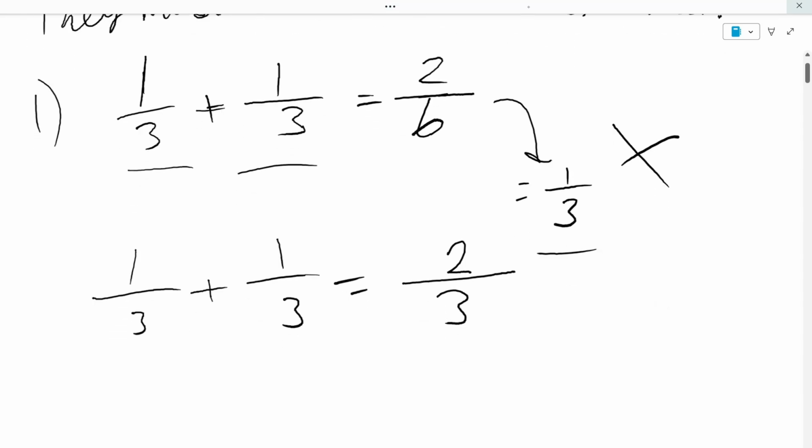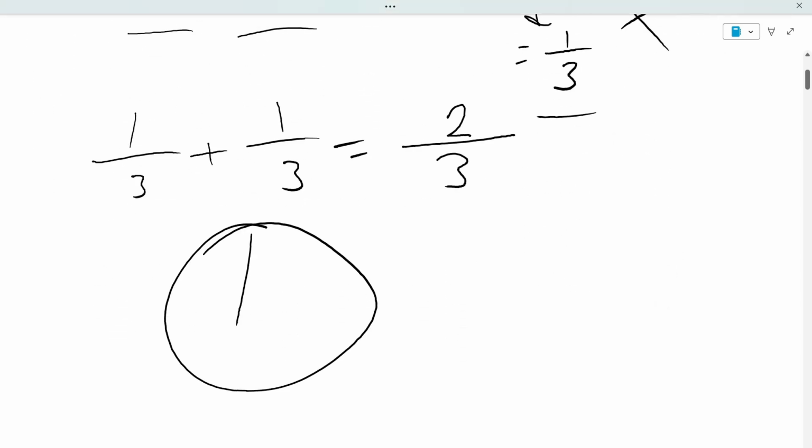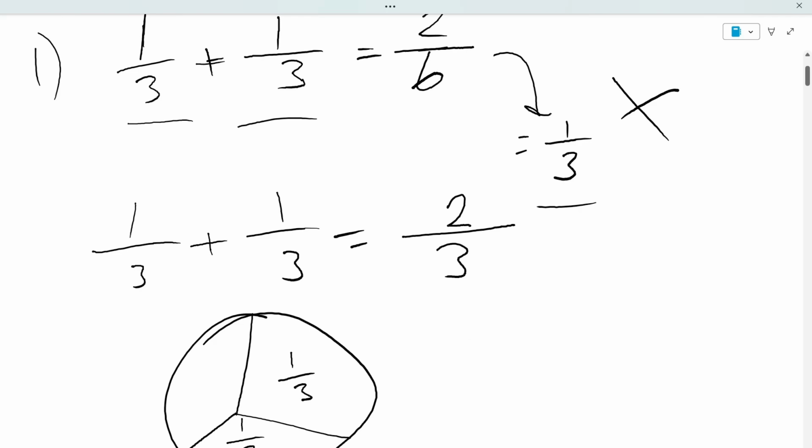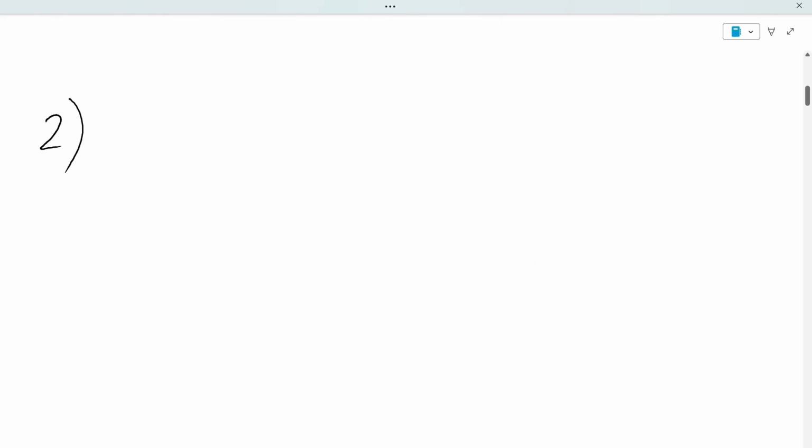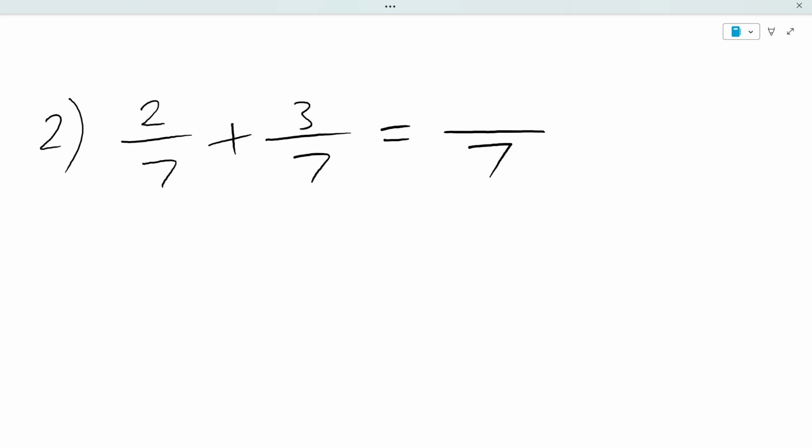What you should do is leave the denominator alone, so keep the denominator as 3 and simply add the numerators to get 2 thirds, because if you imagine you have a third of a pizza and then another third of a pizza, one of one thing plus one of another thing means you get 2 of that thing, so it's 2 thirds. That's easy because they have the same denominator, so you replicate that denominator and then just add the numerators. Similarly, if I have 2 sevenths plus 3 sevenths, same denominator is good, so we can replicate the denominator and just add the numerators.